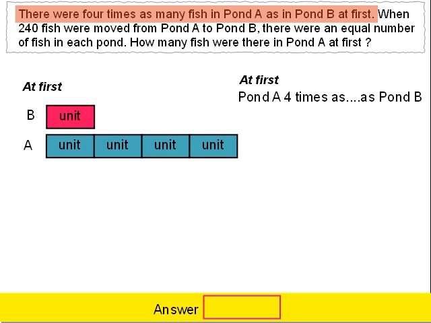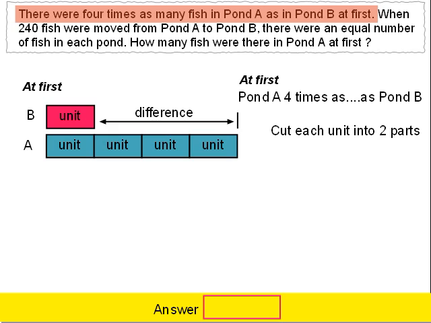Okay, now look at the difference. The difference here is 3 units. 3 is an odd number. We cannot divide 3 into 2 to get a whole number. So what we're going to do is convert it into parts by cutting each unit into 2 equal parts. Therefore, 1 unit is 2 parts, and 4 units for pond A will be 8 parts.